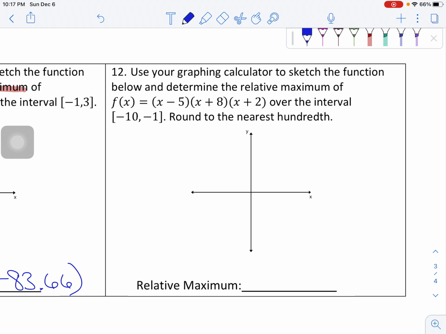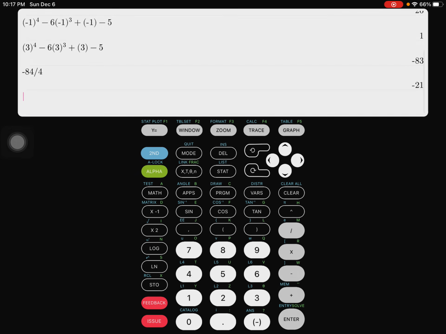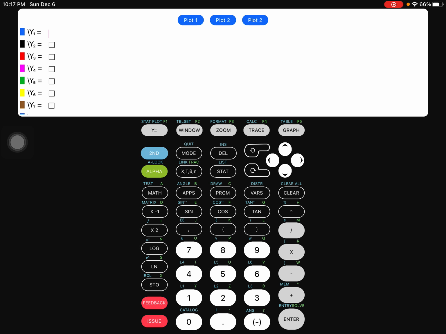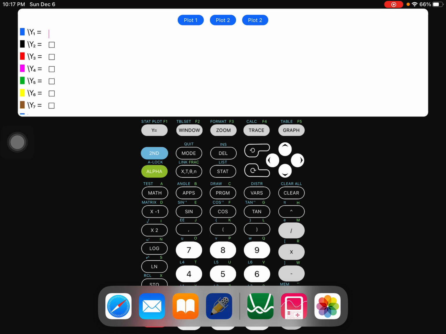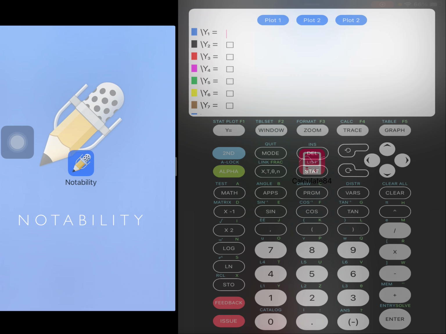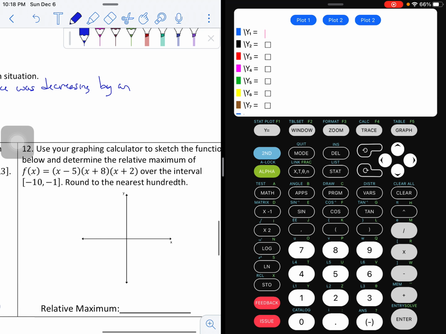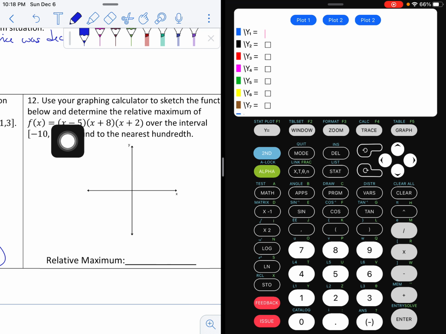And I'm going to then do problem number 12 with Calculate 84. But in order to do that, I need to actually get Calculate 84 up and running. So there's Calculate 84. Let me go ahead and clear all this mess out. I'm going to go into y equals, clear that out as well. And let me go ahead and split screen back to Notability here.